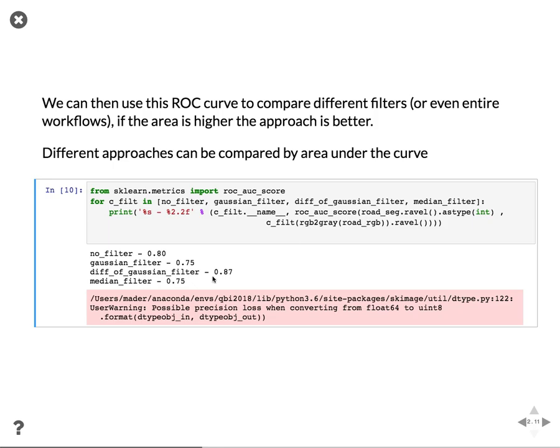And we can see, as we observed, the difference of Gaussians is very high, so 0.87. The median filter and Gaussian filter are about tied, and no filter is higher than both Gaussian and median at 0.8. And so if you were to look at that, you would say there'd be no reason to perform a Gaussian or a median filter because it actually makes your results worse. Now maybe if you combine them with another step, it would then be much better. But at least at this point, there would be no reason to investigate that further.